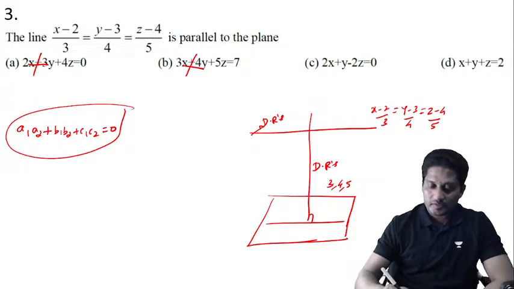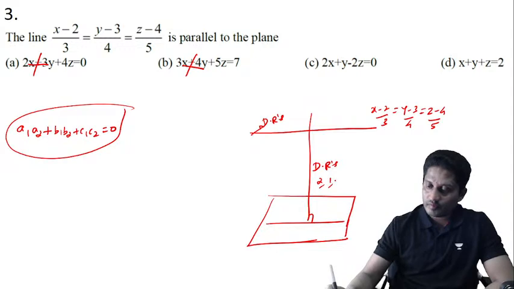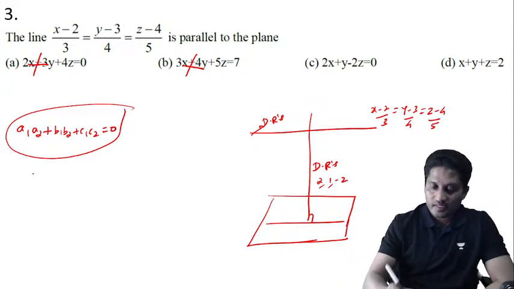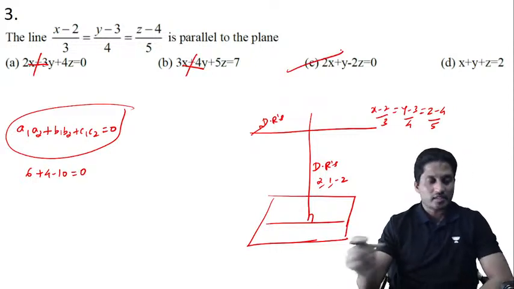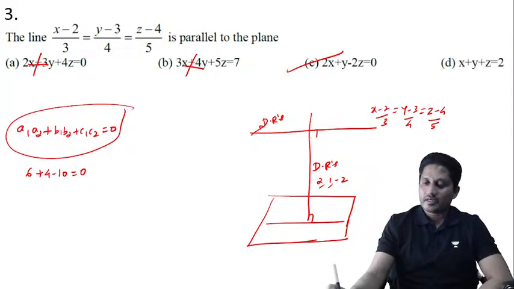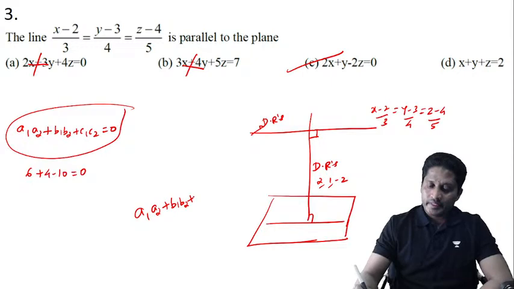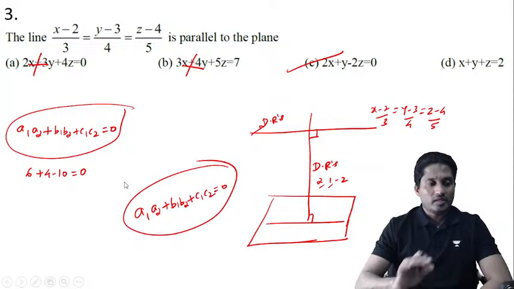But if I take the third option, the DRs normal to the plane will be 2, 1, minus 2. Now if I multiply, 2 into 3 is 6, plus 4, minus 10. 10 minus 10 is 0. Answer is option C. Is that clear, guys? Whenever the line and the plane are parallel, the normal will be perpendicular. So obviously a1 into a2 plus b1 into b2 plus c1 into c2 should be equal to 0. Only C will satisfy.